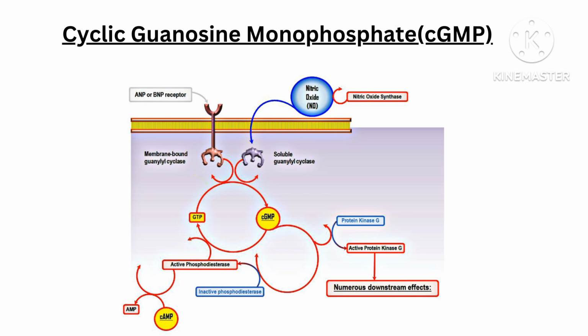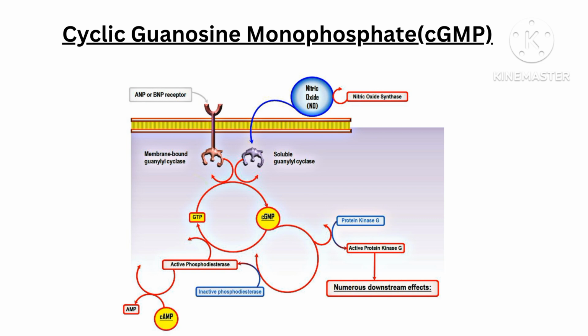cGMP, cyclic guanosine monophosphate. Cyclic guanosine monophosphate is similar to cyclic AMP, with the exception that instead of adenine, cGMP has a guanine nucleobase. It is derived from GTP, guanosine triphosphate. There are two major pathways of its synthesis, one via a membrane-bound guanylyl cyclase bound to a natriuretic peptide receptor, and the other a soluble guanylyl cyclase which is activated by nitric oxide.